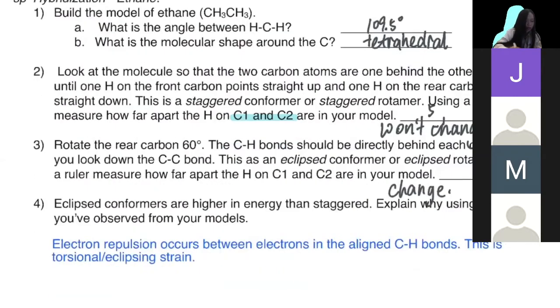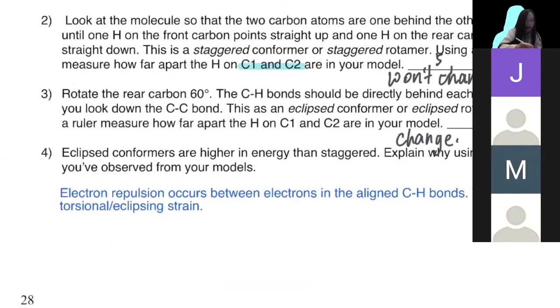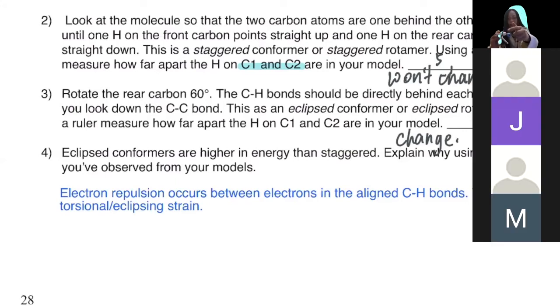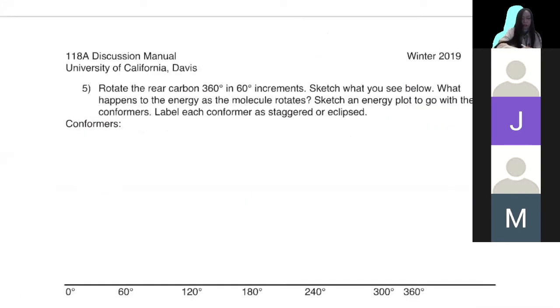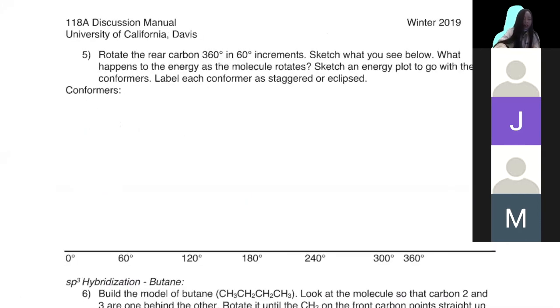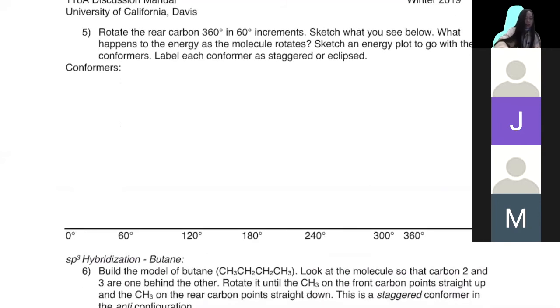The eclipsed conformers are higher in energy than staggered. Staggered is the one that looks like this, where every bond is at 60 degrees to each other. Electron repulsion occurs when electrons are in aligned CH bonds. We did the drawing just now together, right? That's the exercise you can do on your own.